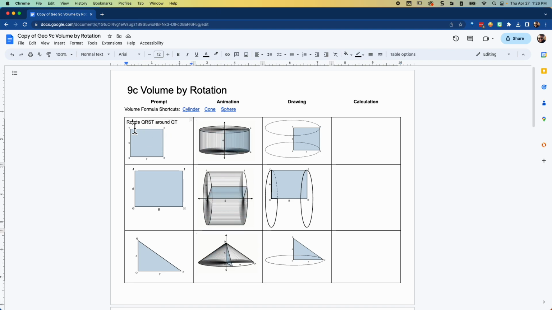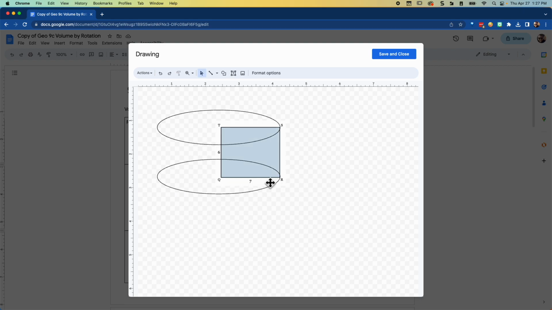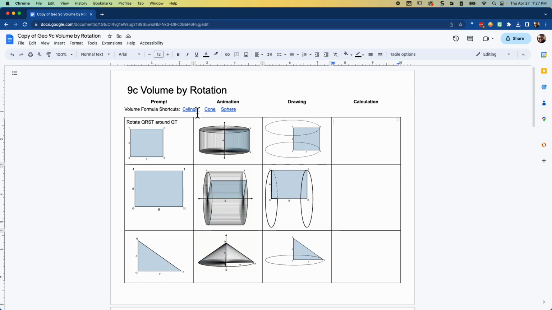For this first one, if I want to rotate QRST around QT, what am I looking at? So I'm doing a horizontal spin there. And if I'm spinning around horizontally, then that means my radius is going to be this edge that is 7, and my height is going to be 6. And the calculation's a lot easier than you would think. It's just identifying the pieces appropriately.